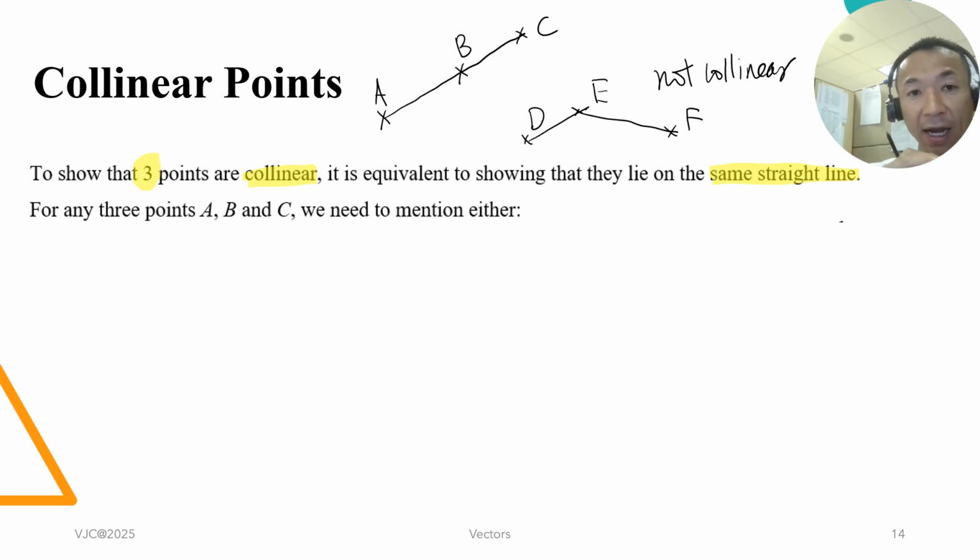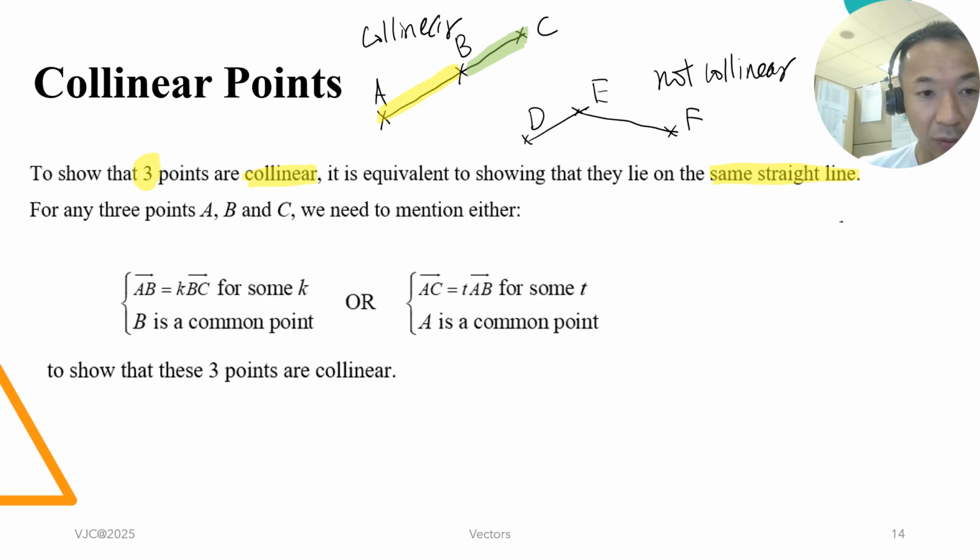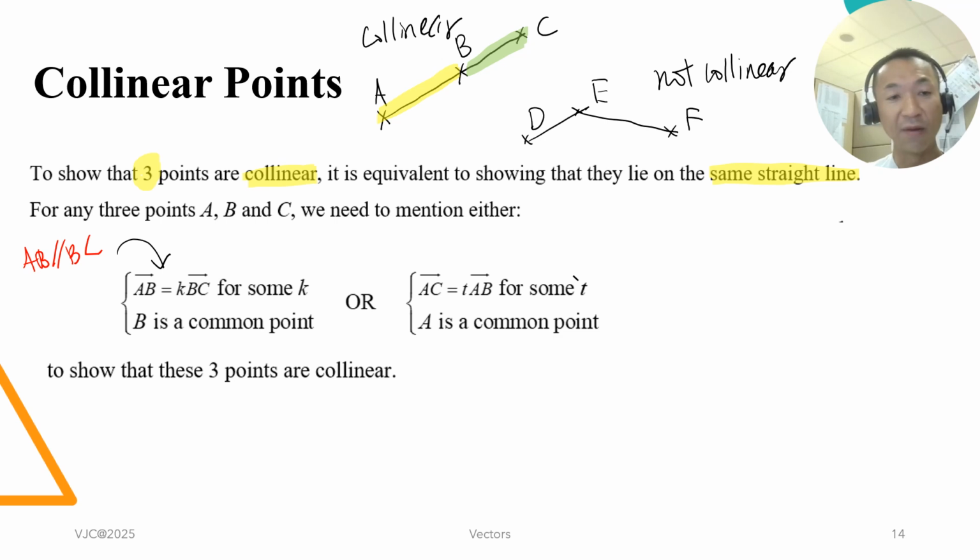Now, how do we actually prove that? To show that 3 points ABC are collinear, it's very simple. The idea is this. If I can somehow show AB is parallel to BC, correct? Then surely these 3 points are collinear. So this is what we're going to do. In vector form, if AB is parallel to BC, then AB must be a scalar multiple of BC.